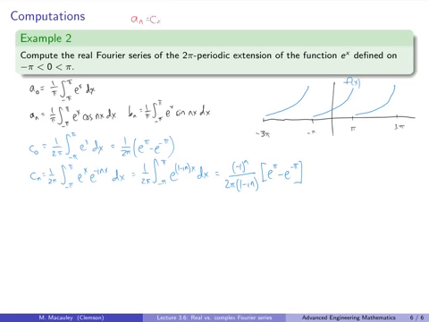An is Cn plus C minus n, and Bn is i times Cn minus C minus n. Now even though we have a Cn here, we don't need to compute C negative n separately. All we need to do for C negative n is just plug in negative n into this. Okay, so what can we say?